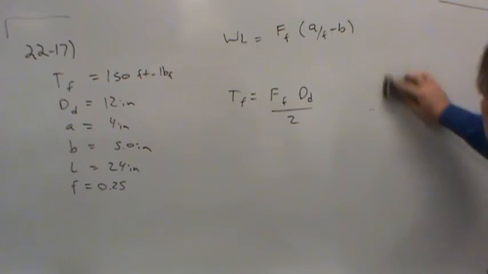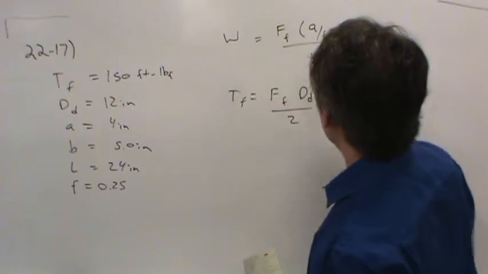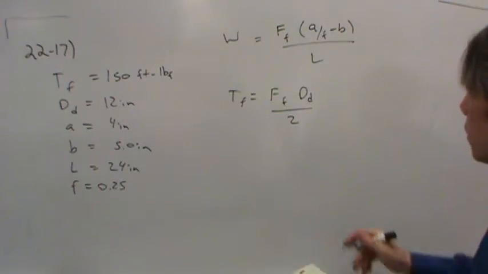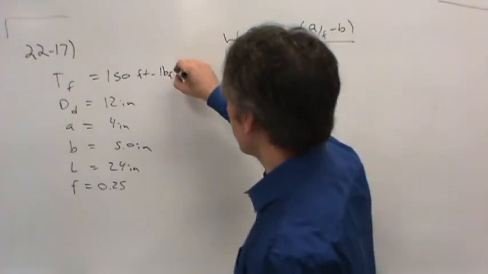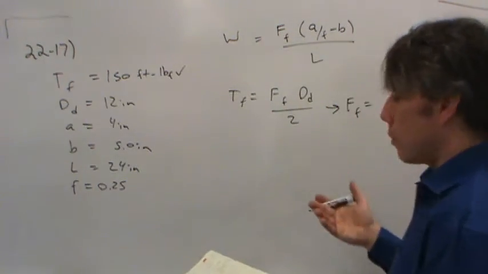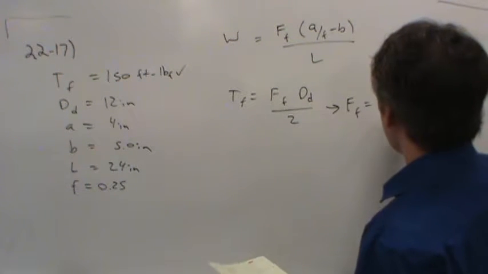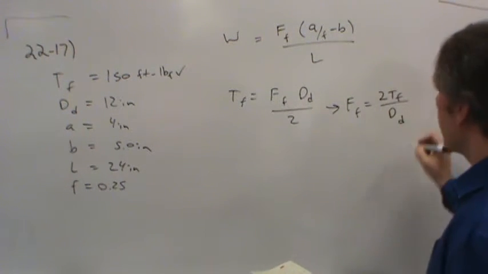Anyway, putting this back where it was in the equation, the first thing we'll do is calculate the frictional force because we know the frictional torque. So the friction force that we need to apply to the drum to make this work is 2 times the friction torque, divided by the diameter of the drum.